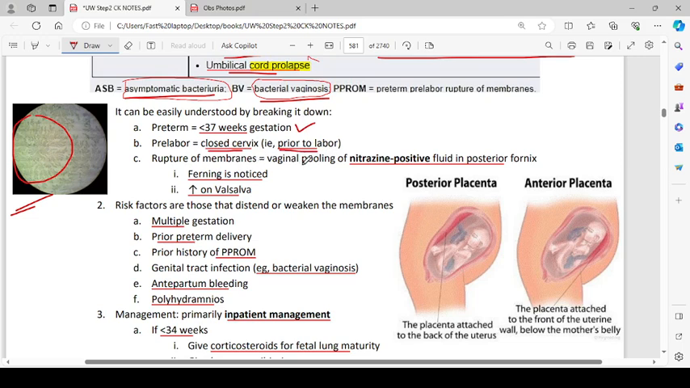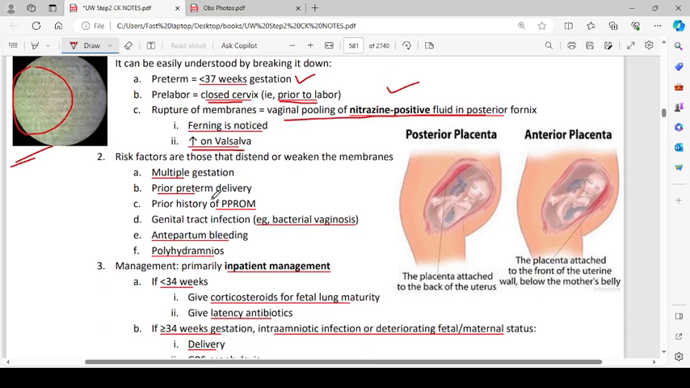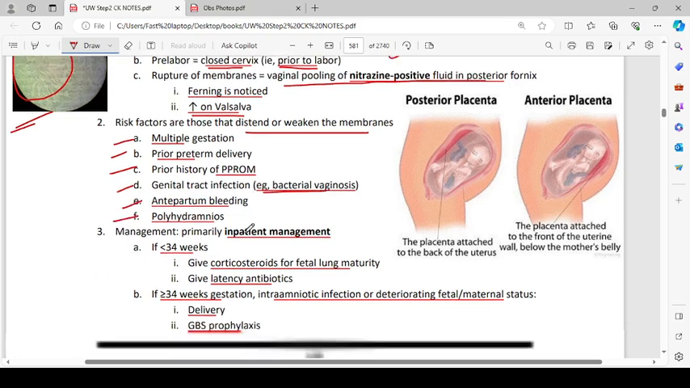Okay, and rupture of membranes means vaginal pooling of nitrazine positive fluid in the posterior fornix. Burning is noticed and increases on Valsalva. Risk factors are those that distend or weaken the membranes, like multiple gestation, prior preterm delivery, history of PPROM, genital tract infections, for example, bacterial vaginosis, antepartum bleeding, and polyhydramnios.